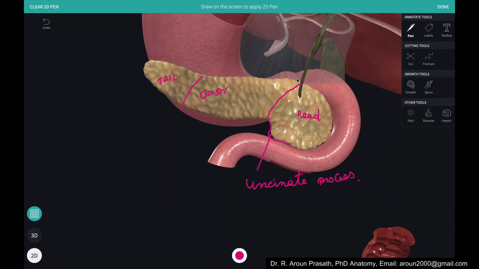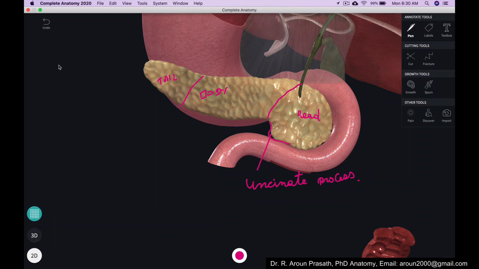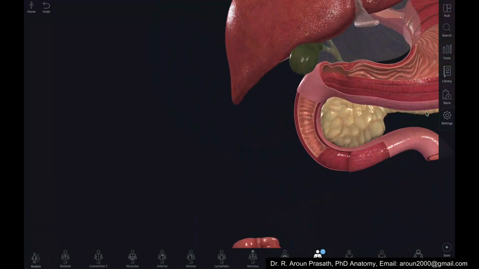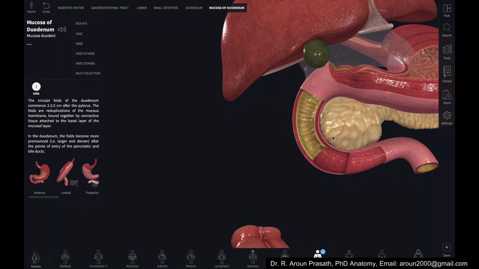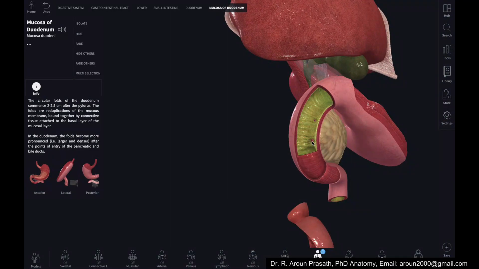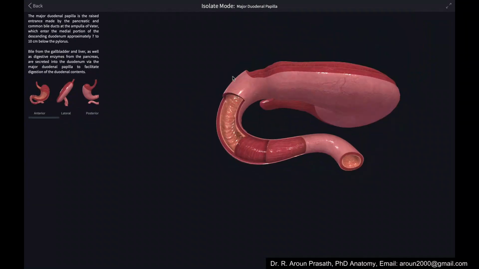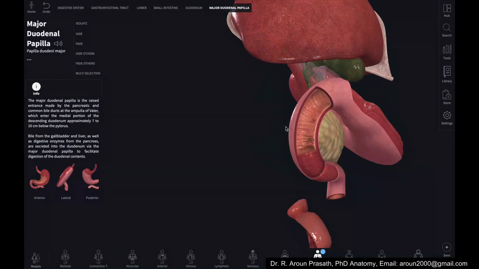If you see, the whole head of the pancreas is hugged by the C-shaped duodenum. This is the C-shaped duodenum. And this is the anterior view. This is the opening of the pancreatic duct. This duct is present in the inner aspect of the pancreas.